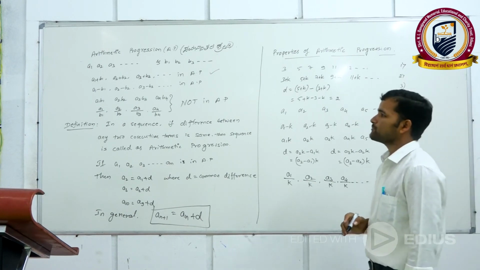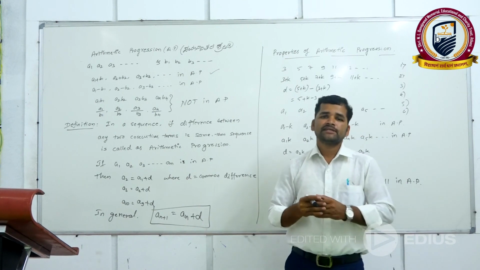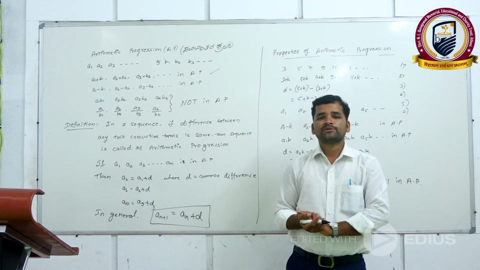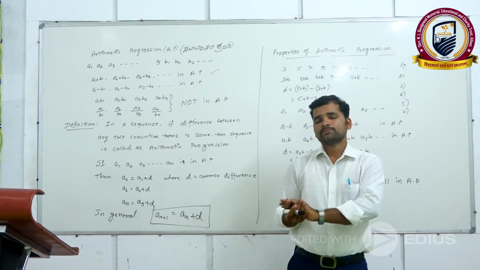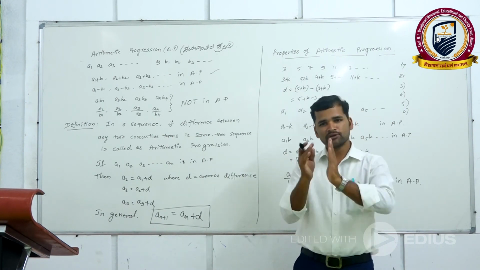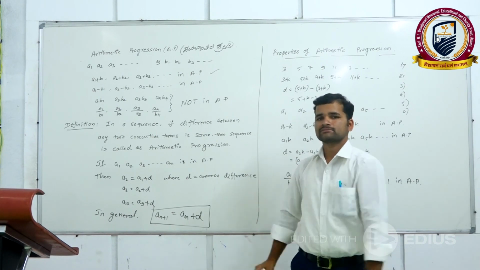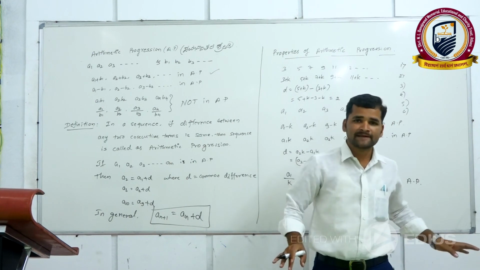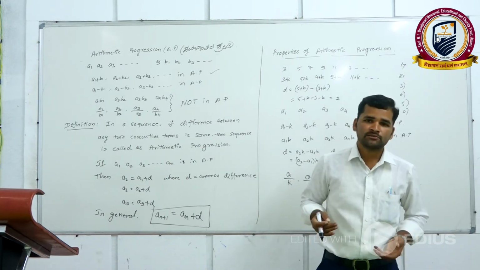What about the sixth property? Sixth property, if a1, a2, a3 so on is the first AP and b1, b2, b3 so on is the second AP, then subtraction of corresponding terms of these two APs. Corresponding terms means the first term is subtracted with the first term, the second term with the second term, the third term with the third term, like that. Then the resulting sequence will be in arithmetic progression.